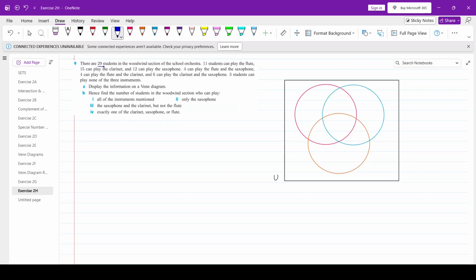There are 29 students in the woodwind section of the school orchestra. So the number of students in the universal set is 29. 11 students can play flute. So the number of elements in F is 11. 15 can play clarinet. So the number of students in C is 15. 12 can play saxophone. So the number of students in S is 12. Now 4 can play flute and the saxophone. The number of students in F intersection S is 4.